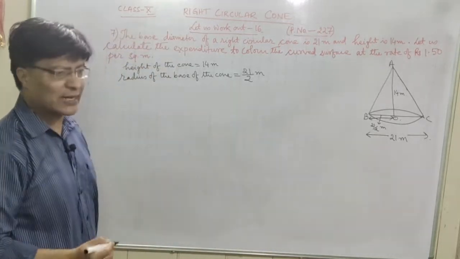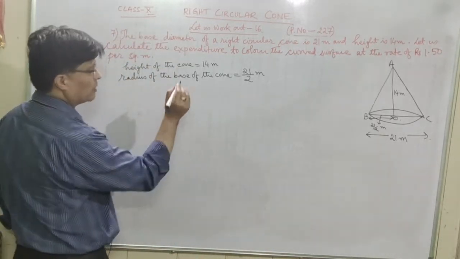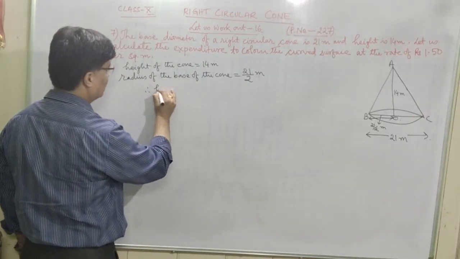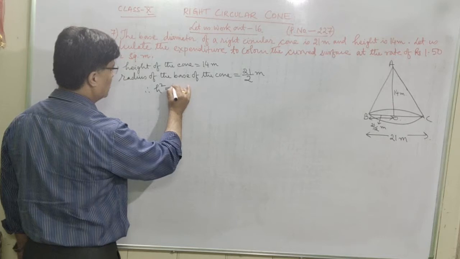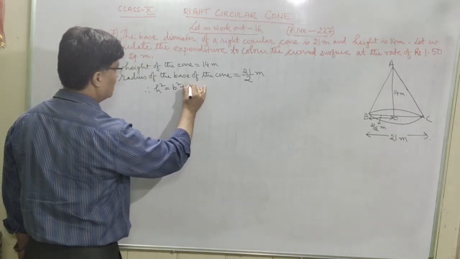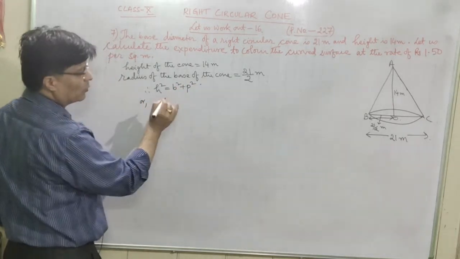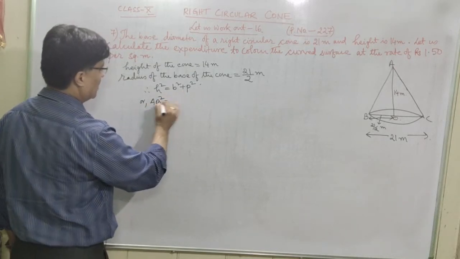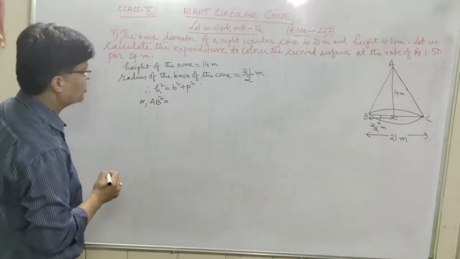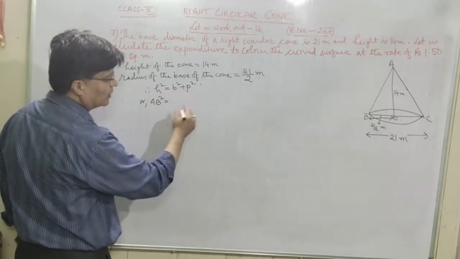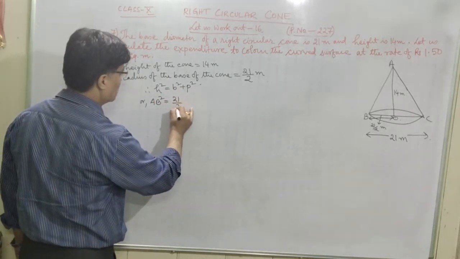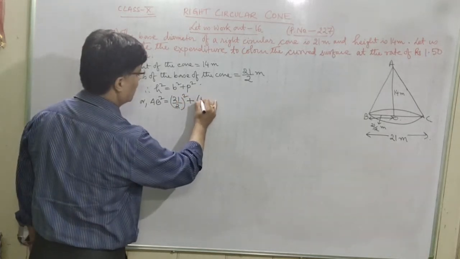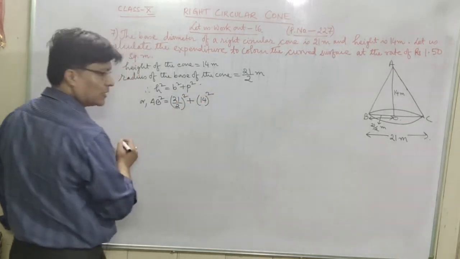Now let us find out the slant height AB. So this is a right angle triangle. AOB is a right angle triangle. So you know the formula: H square is equal to B square plus P square. So here what is H whole square? This is AB square, right? H whole square is AB square, which is equal to base whole square, that is 21 by 2 whole square. And what is P whole square? That is 14 whole square, right?